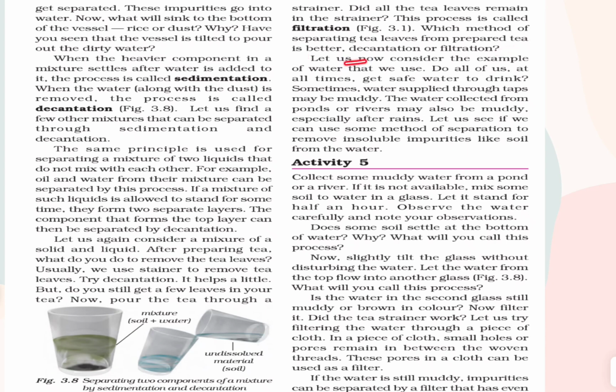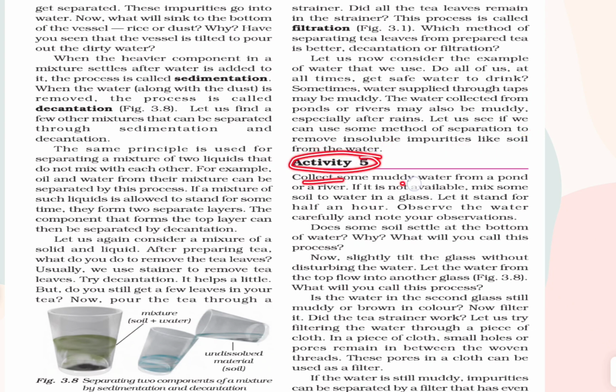Let us now consider the example of water that we use. Do all of us at all times get safe water to drink? Sometimes water supplied through taps may be muddy. The water collected from ponds or rivers may also be muddy, especially after rains. Let us see if we can use some method of separation to remove insoluble impurities like soil from the water.